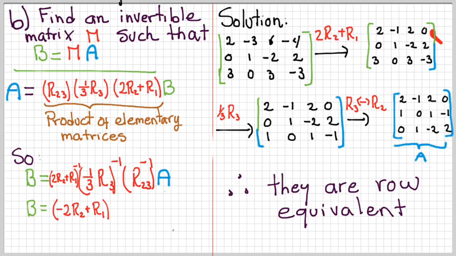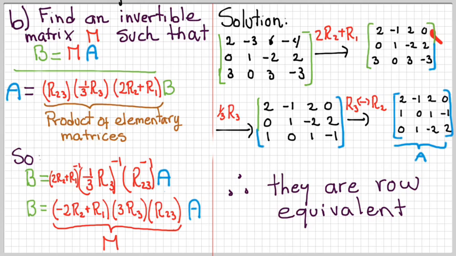So now the only thing that we have to find is the inverse of these elementary matrices. So this is very easy. The inverse of 2 times row 2 plus row 3 is minus 2 times row 2 plus row 1. Sorry, is row 1. And then the inverse of 1/3 of row 3 is 3 times row 3. And the inverse of the permutation matrix that changes the row 2 and row 3 is exactly the same.